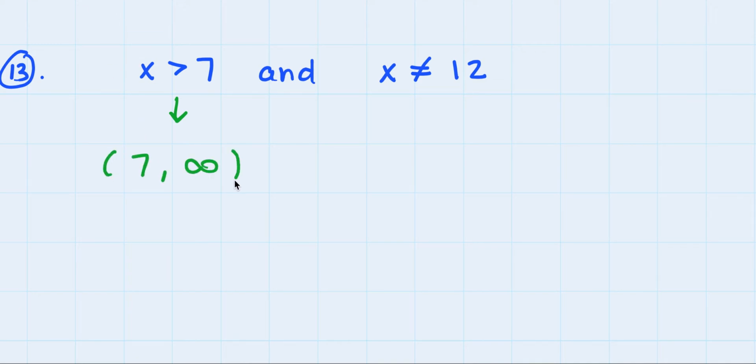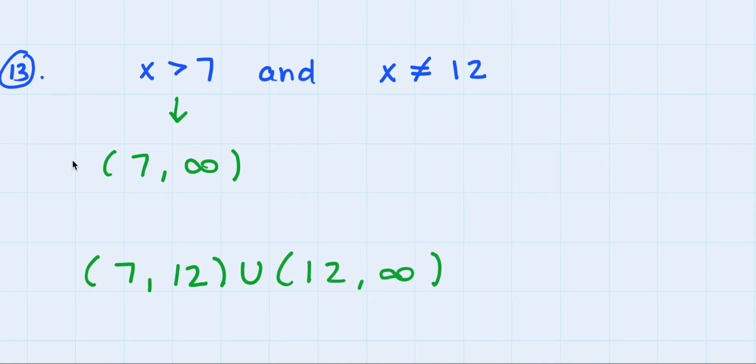7 to infinity, right? If this piece wasn't here, we'd go from 7 to infinity, because anything greater than 7, we don't have an upper limit. But we need to take out this number 12. So we can be any number from 7 to infinity except the number 12. So we have to add this piece. So what would I have to change here? I would have to go from 7 to 12, union 12 to infinity. And that is the interval notation.